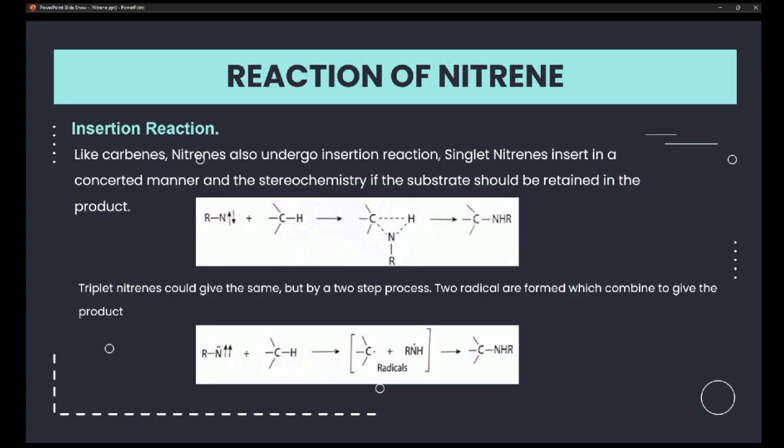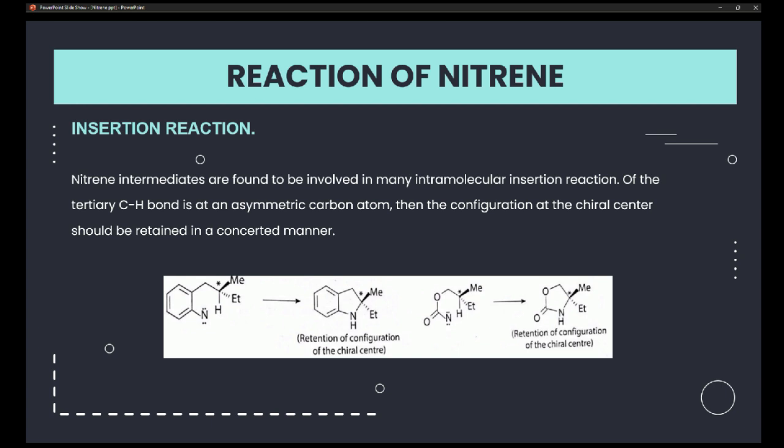Insertion reaction. Like carbenes, nitrenes also undergo insertion reactions. Singlet nitrenes insert in a concerted manner, and the stereochemistry of the substrate should be retained in the product. Triplet nitrene could give the same, but by a two-step process: two radicals are formed which combine to give the product. Nitrene intermediates are found to be involved in many intramolecular insertion reactions of the tertiary C-H bond. If the C-H bond is at an asymmetric carbon atom, then the configuration at the chiral center should be retained in the concerted manner.